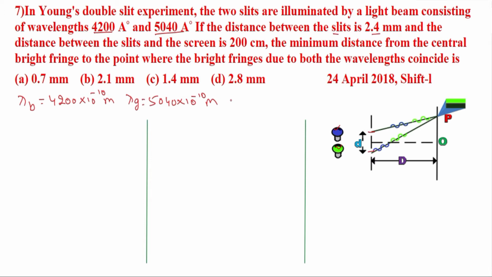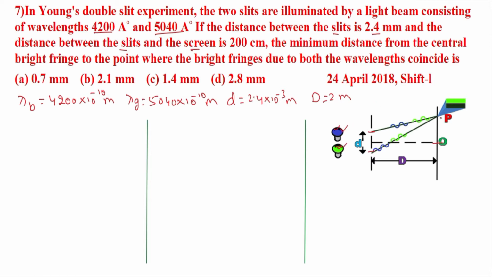That is small d, which is nothing but the distance between two slits, is 2.4 into 10 power minus 3 meters. And further he gave the distance between the slit and screen, that is capital D, as 200 centimeters, that is 2 meters. Okay, now what is he asking us to calculate? He is asking us to calculate the minimum distance from the central fringe at which both maximums coincide. That is, the maximum of green and the maximum of blue both coincide.